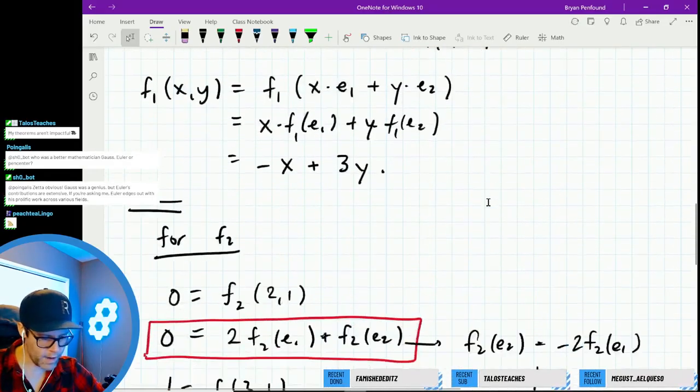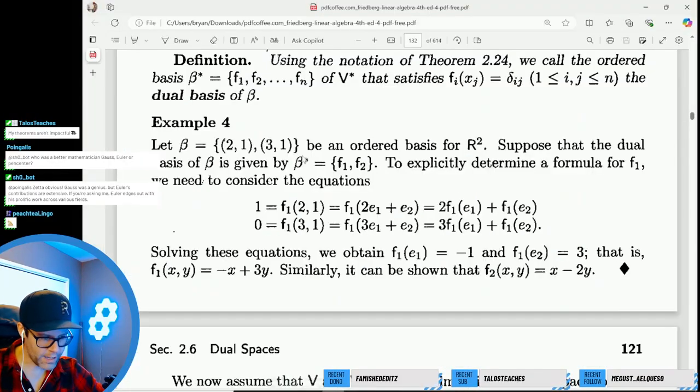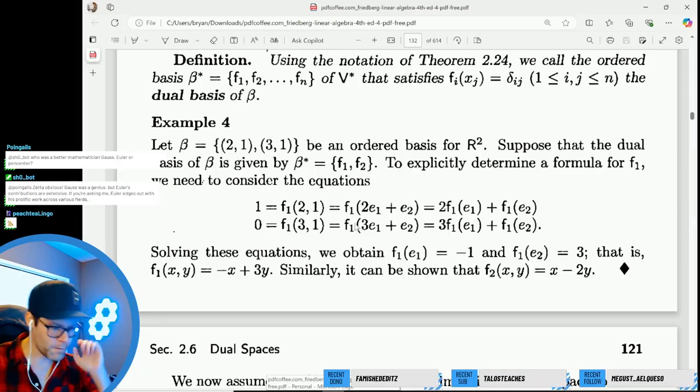Okay, x minus 2y, we got it. Boom. Okay, I feel like I understand what they're trying to do a little bit better.